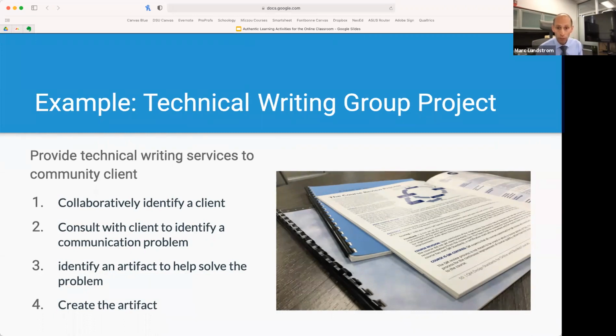They consult with the client, talk with them about what their needs may be, and they identify a communication problem specifically. That's what technical writers solve, right? In the process of doing that, they're supposed to identify an artifact to help solve that problem. So an artifact here might be the production of a manual or a handbook or some similar type of communication artifact that they would actually produce. And then they create that artifact as a product for that particular community client.